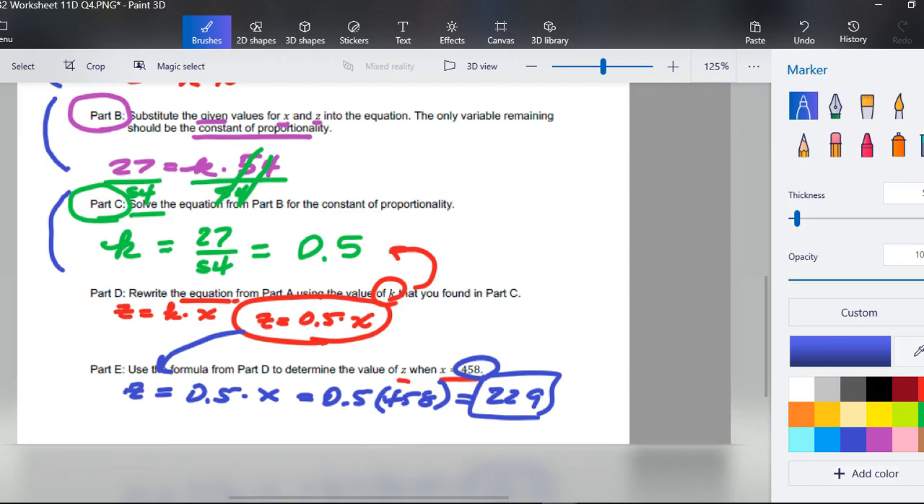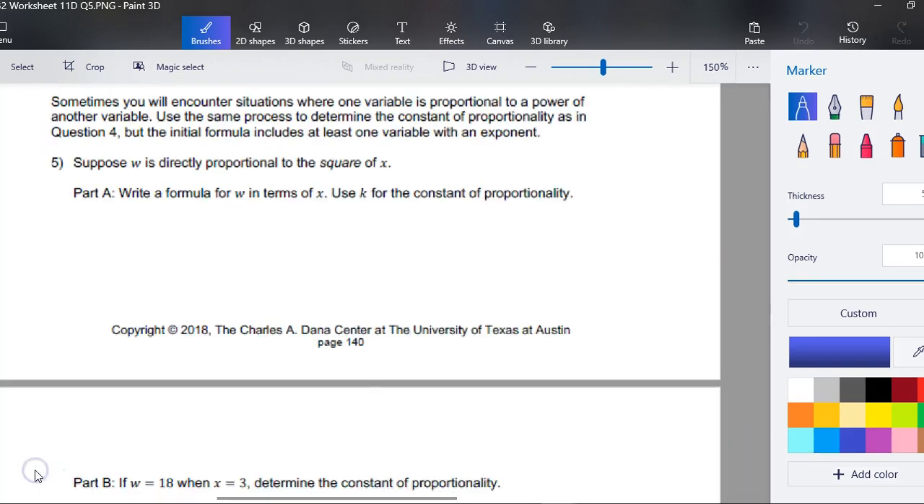Now we have a process, but let's look at it just a little differently in the next question. This is a great time for you to hit pause and go ahead and look at question 5 and beyond, and then come back and we'll walk through 5 together. Just before 5, it says sometimes you're going to encounter situations where one variable is proportional to a power of another variable. And we're just going to do the same process to determine the constant of proportionality, just like what we did in question 4.